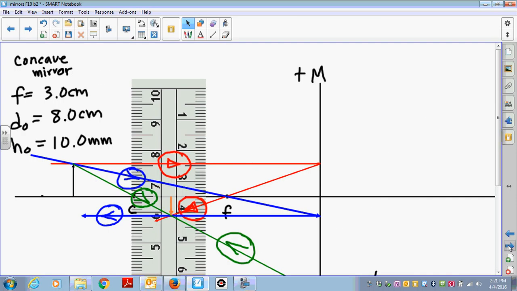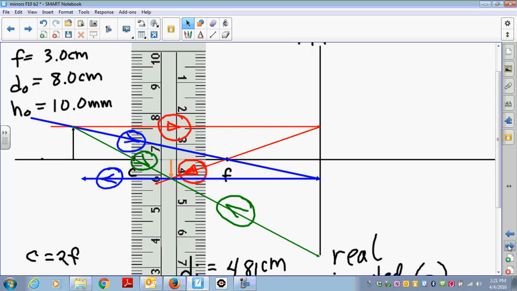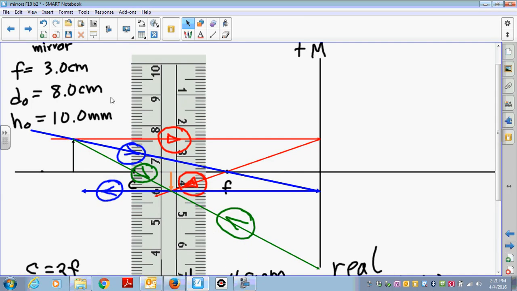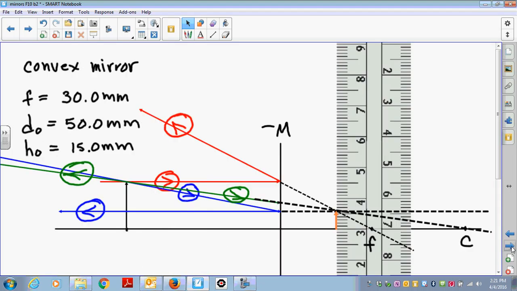Okay, this is another ray diagram for a concave mirror. Notice in this case, the image is inverted. And that's because our object is beyond the center of curvature. Let me see if I also have one for a convex mirror.